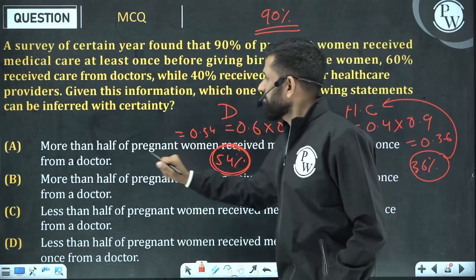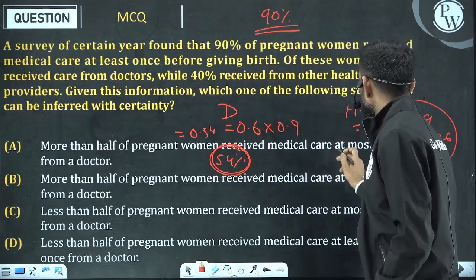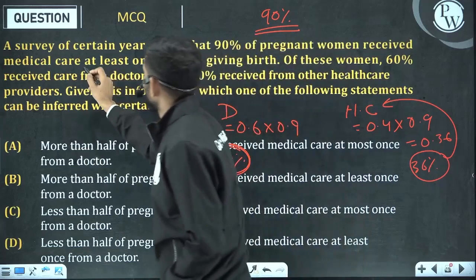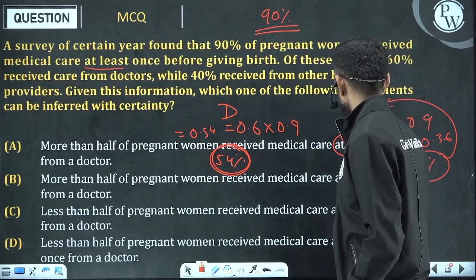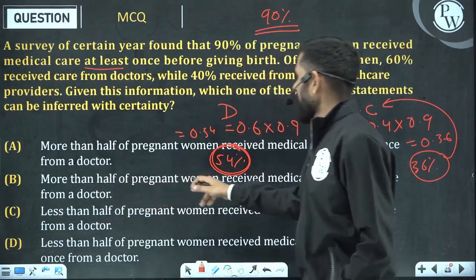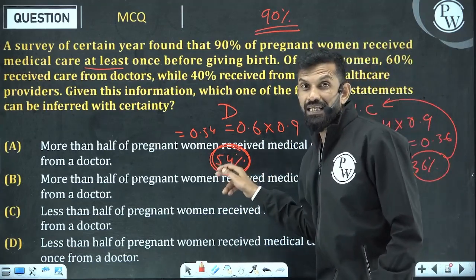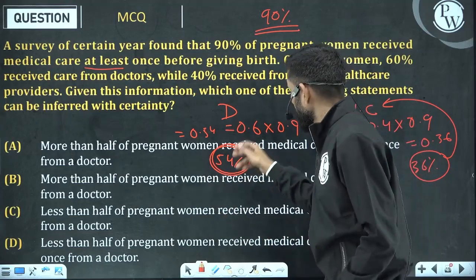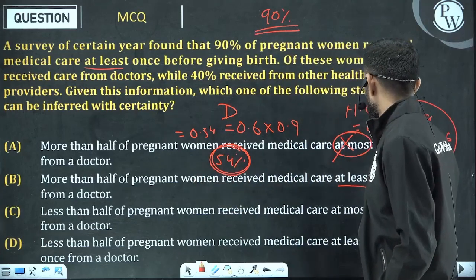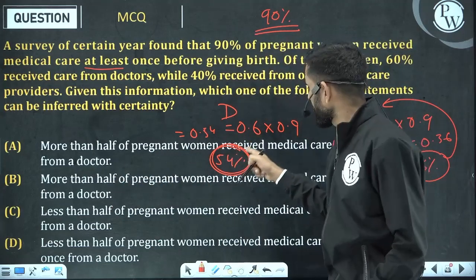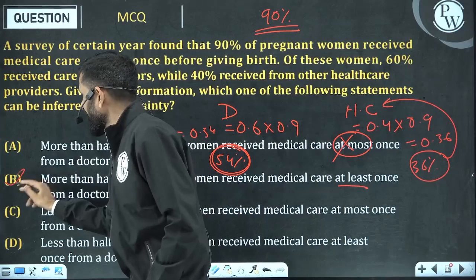Now, with this, what can you derive? More than half of the pregnant women received medical care at most. Here they talked about at least, and here they are saying at most. So anyhow, this cannot be the answer. Here we cannot say. So this is not the answer. More than half of the pregnant women received medical care at least once from the doctor. Yes, more than half, half is actually 50%. Here it is coming from doctors, it is 54%. Yes, it is correct because we are getting 54%. So more than 50% it is. So our answer should definitely be option B.